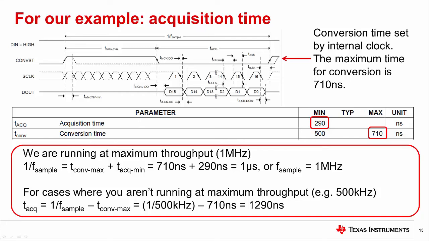Finally, it should be mentioned that increasing the acquisition time will reduce the bandwidth requirement of the amplifier driver. This is because we have a longer time period where the internal capacitor is charging, so a slower amplifier can be used. Also, increasing the acquisition time will reduce the total power. This is because little to no power is consumed during acquisition.